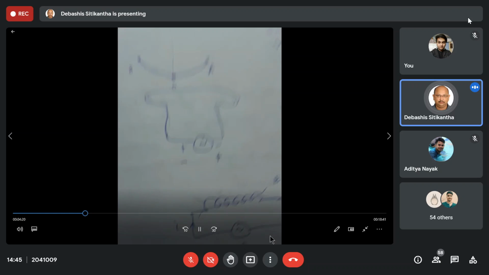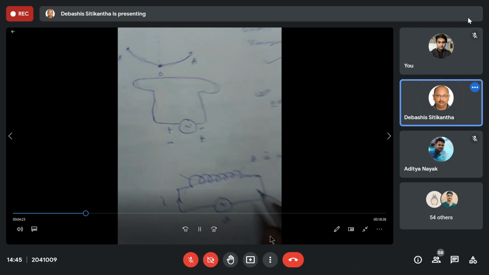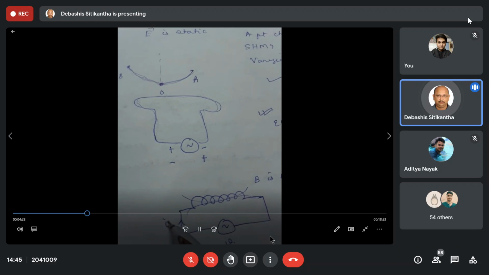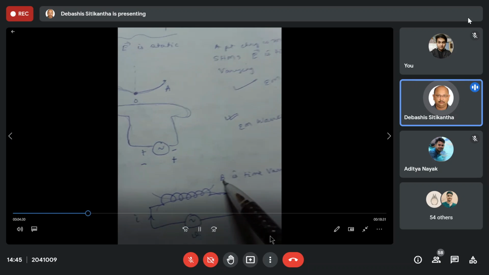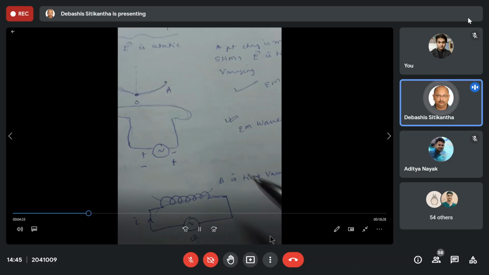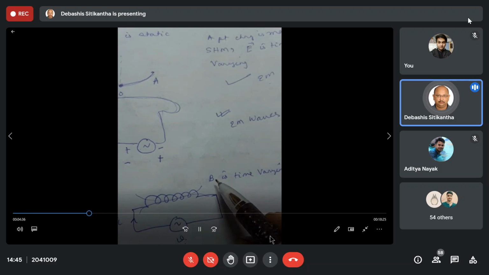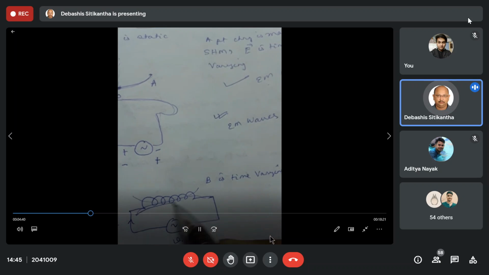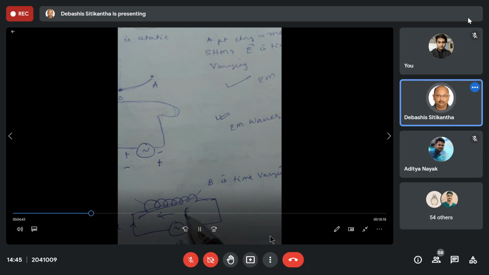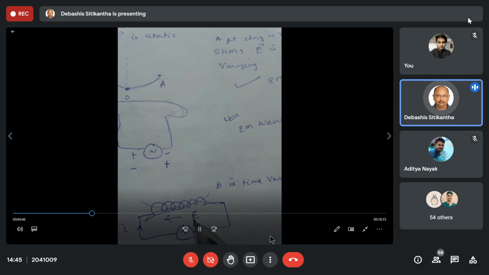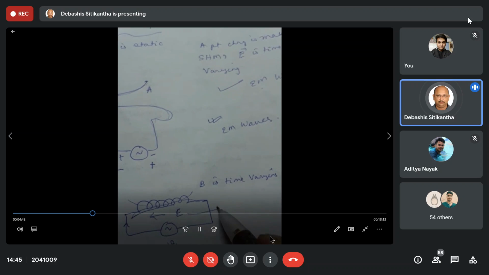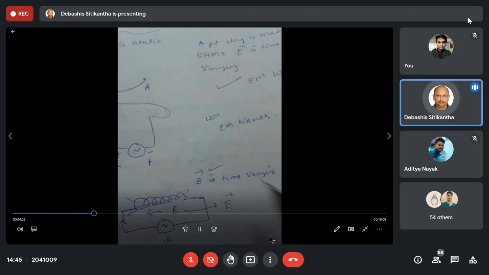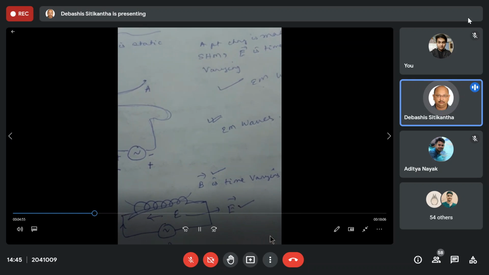Because of this sinusoidal voltage, there is a sinusoidal current. And this sinusoidal current is responsible for producing a time varying magnetic field. And you all know that whenever there is a time varying magnetic field, it leads to the generation of an induced EMF. And this induced EMF is going to create a time varying electric field. So as you can see, there is a time varying magnetic field which is producing a time varying electric field.